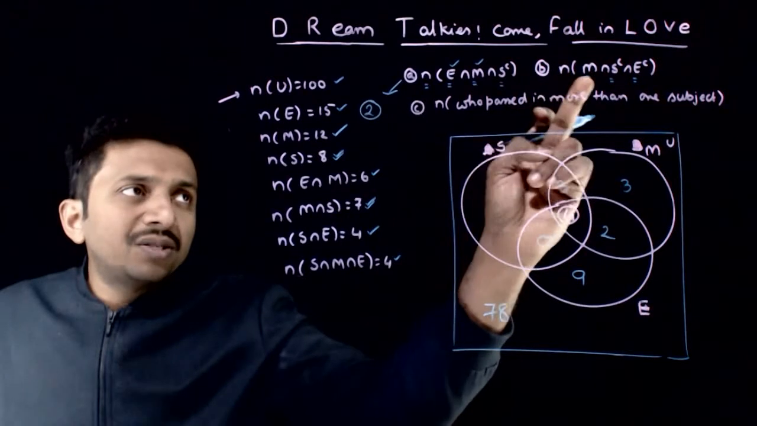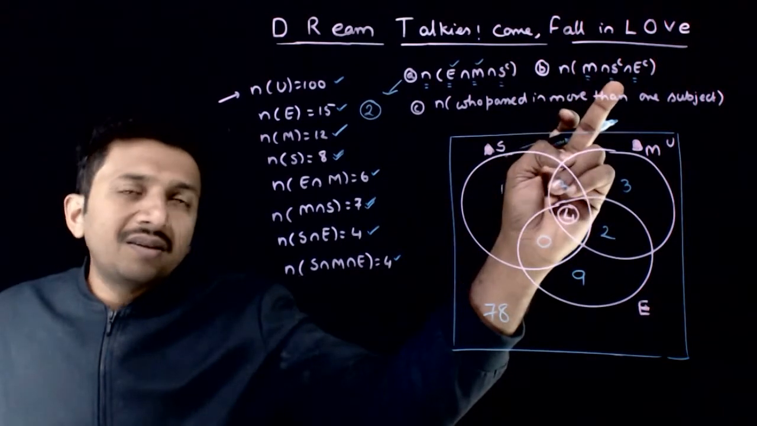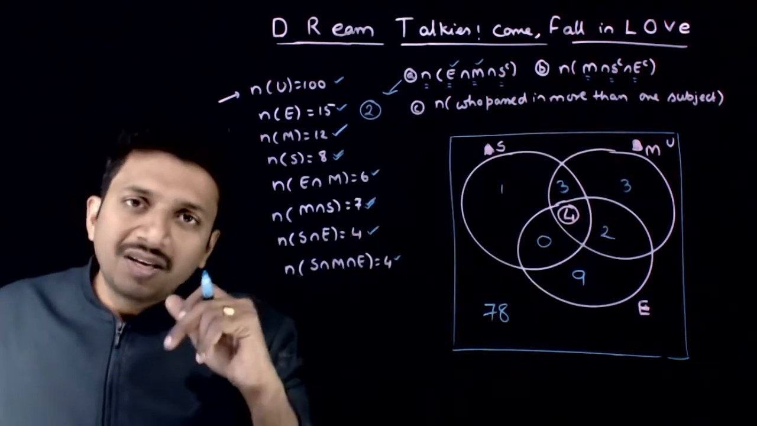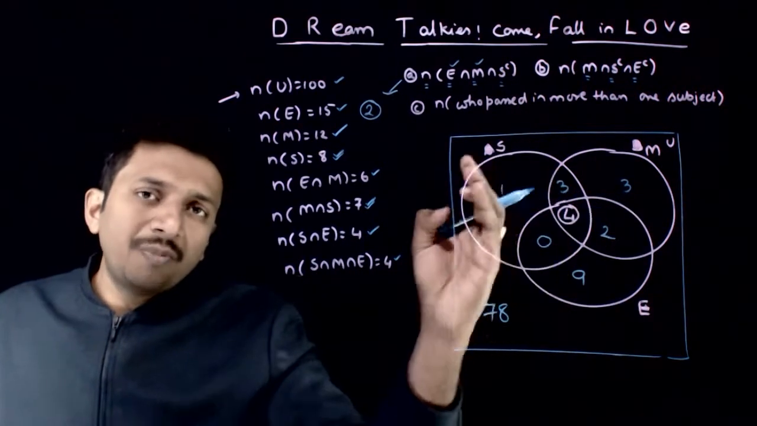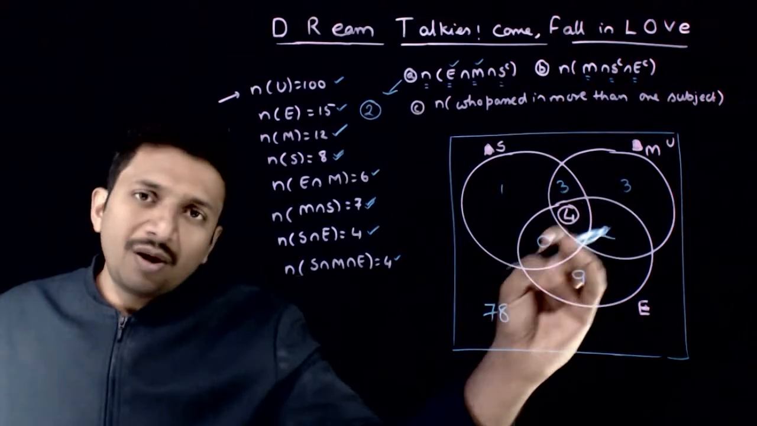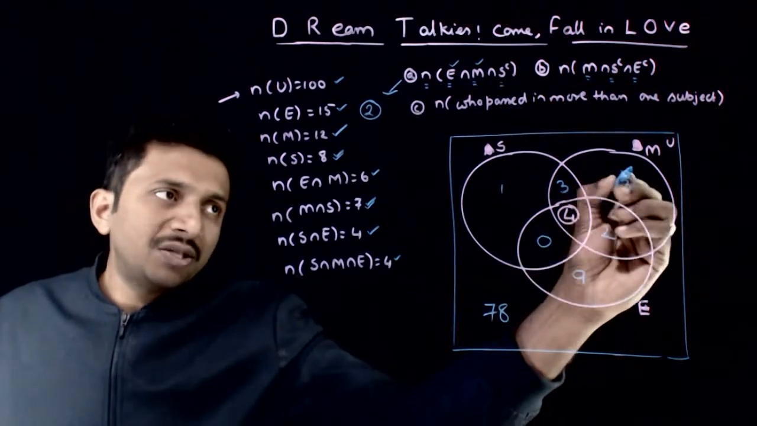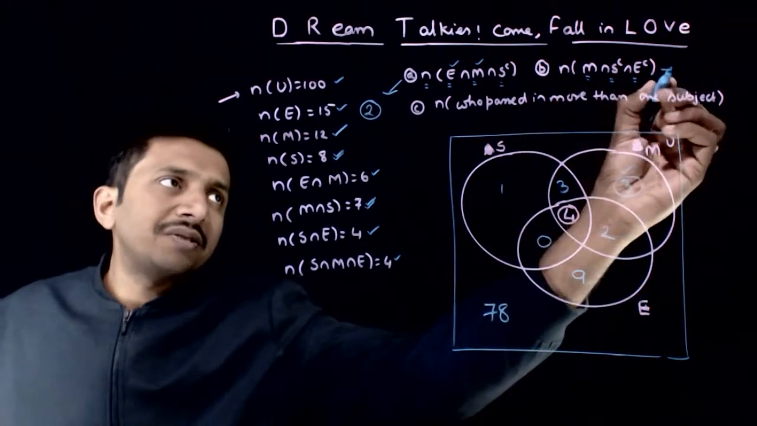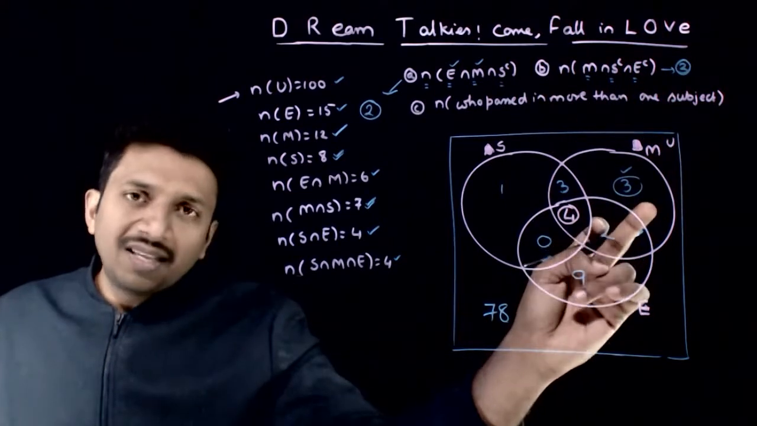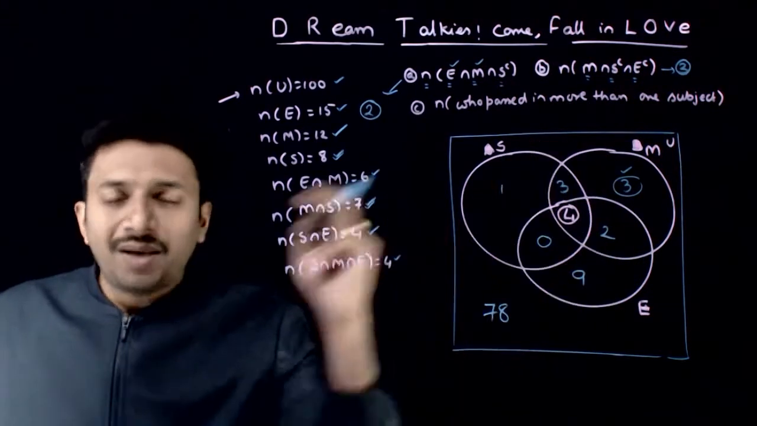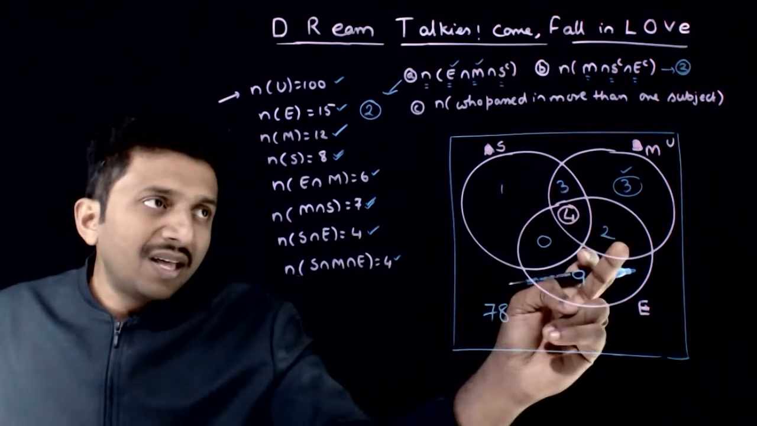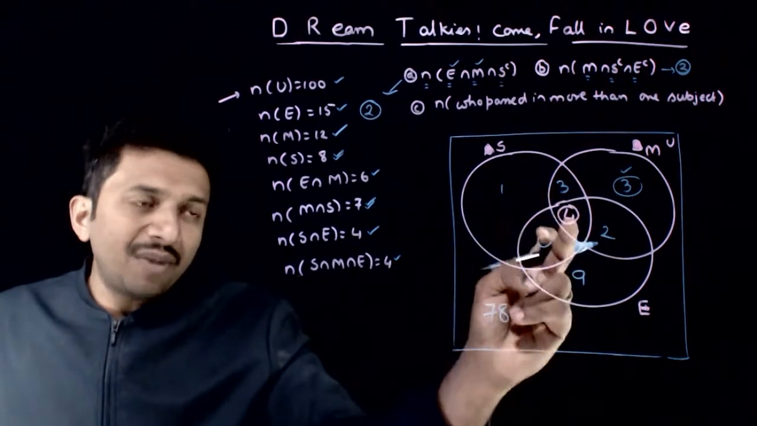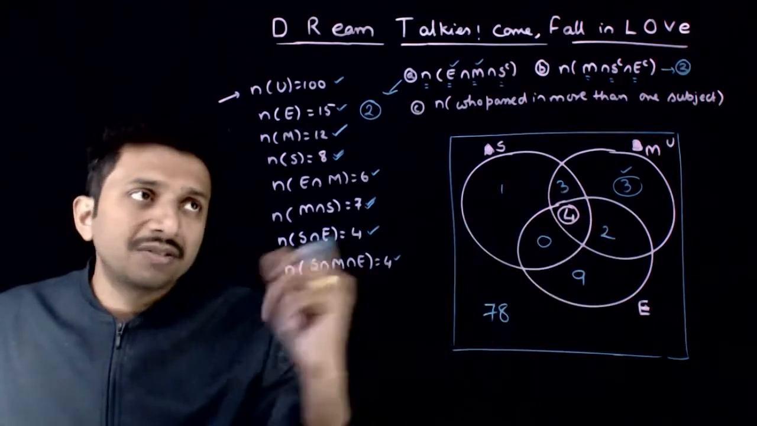Next, the number of students who passed only in maths but not in science and not in English. So they have to pass in maths but they should not belong to science. They should not belong to English. So the remaining students, 3 is the answer to this question. So these are the number of students who passed only in maths, not in any other subject. The remaining of them have passed in other subjects also.